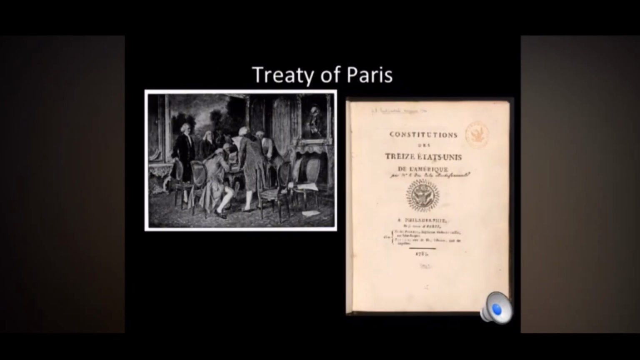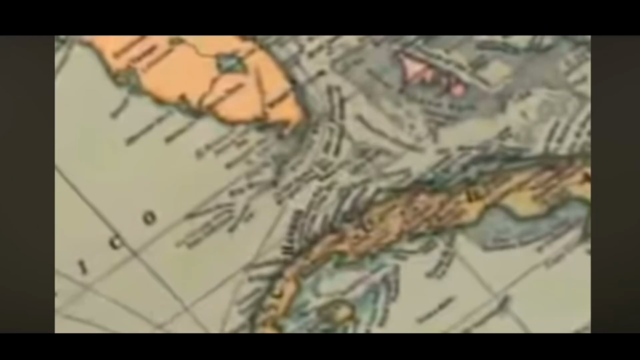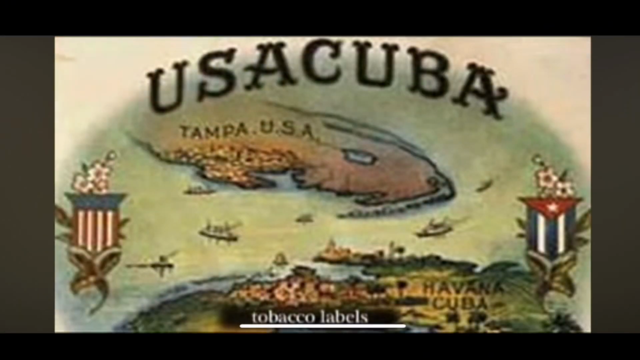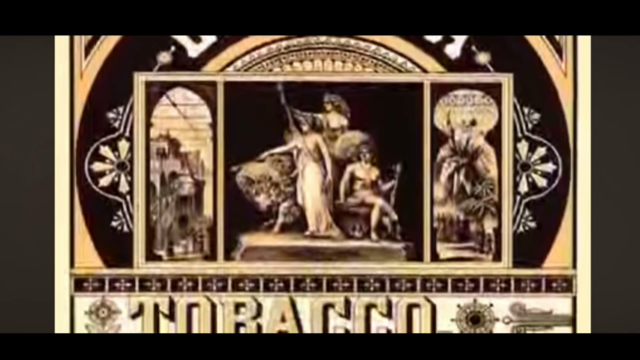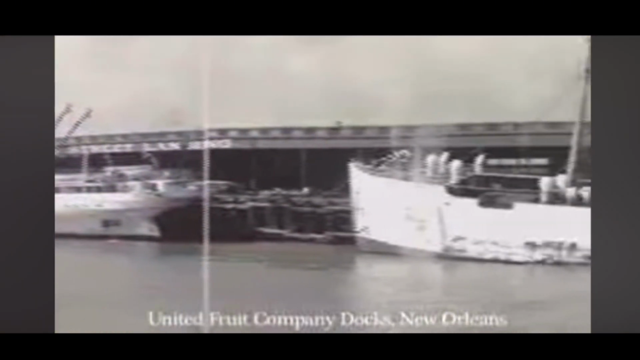Another was yellow journalism. U.S. newspapers, especially those owned by William Randolph Hearst and Joseph Pulitzer, used sensationalized stories to stir public outrage. Now, this was called yellow journalism, and it painted Spain as a cruel oppressor. Hearst famously said, "You furnish the pictures, and I'll furnish the war."